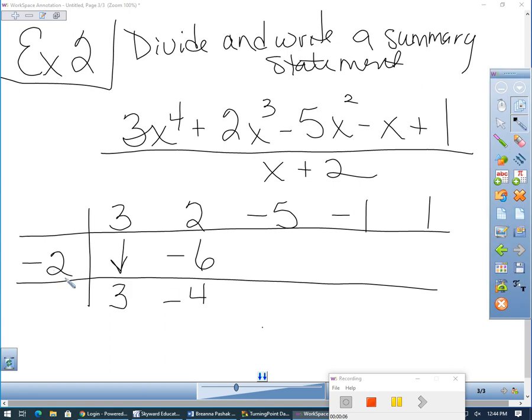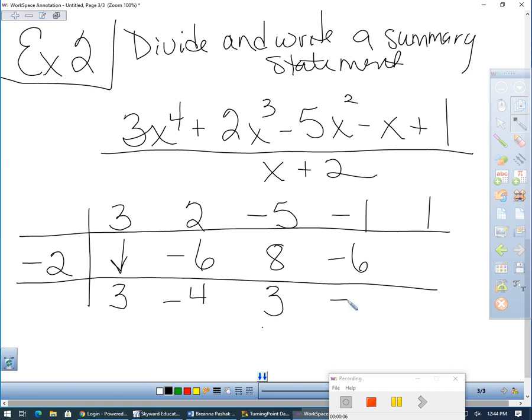So then we multiply. Negative 2 times negative 4 is positive 8. Add them together. Negative 2 times 3 is negative 6. We add them together. Negative 2 times negative 7. We add them together. We get 15.